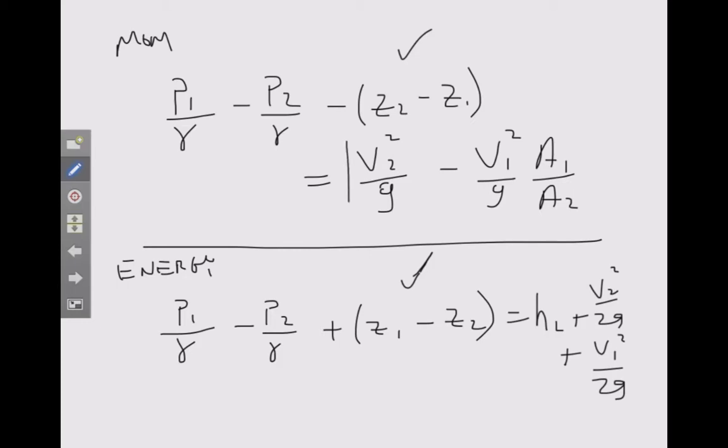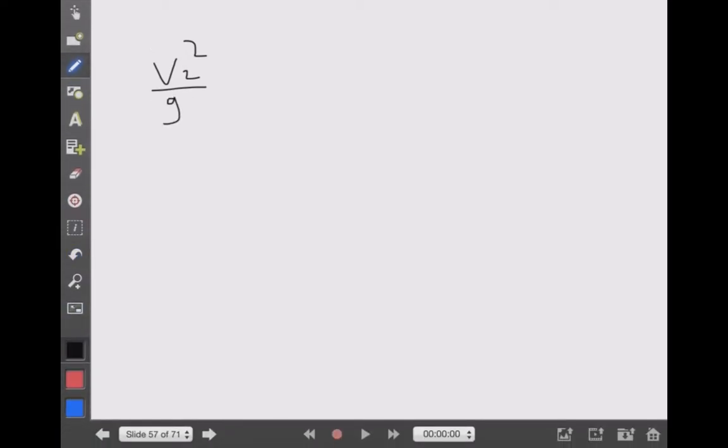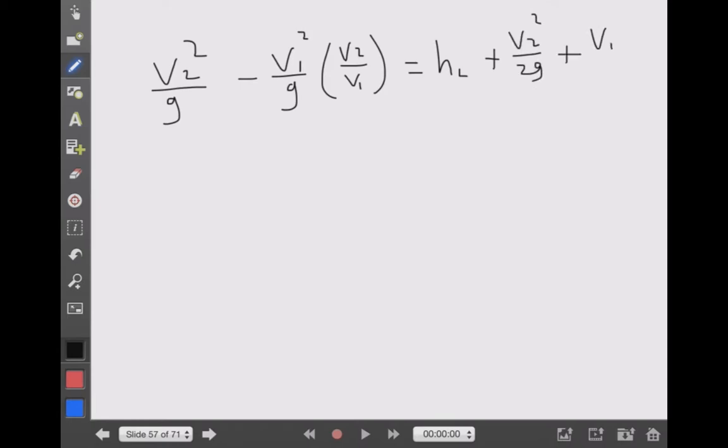Now, that means that by combining the momentum and energy equations, and using the continuity equation, we can get this equation right here. We're going to have V2 squared over G minus V1 squared over G, and for A1 over A2, we're going to replace that with V2 over V1, because that is from continuity. And that whole thing is going to equal HL plus V2 squared over 2G minus V1 squared over 2G.